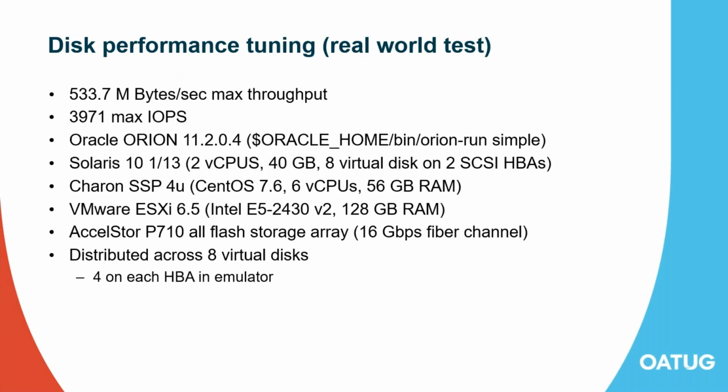So now, this is a disk performance test that we did in a laboratory. And so these are actual numbers that we got. We were using some Dell T420s, and we had a 16 gigabit fiber channel attaching an XtremIO P710 all flash array, which is rated at 700,000 IOPS sustained. So we had a lot of IO throughput in the back end.